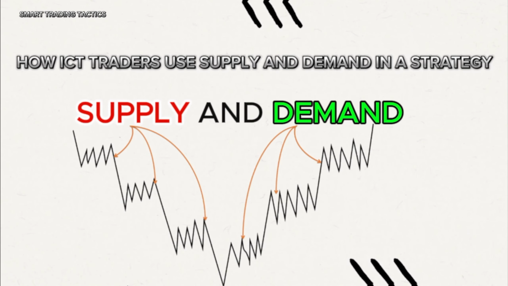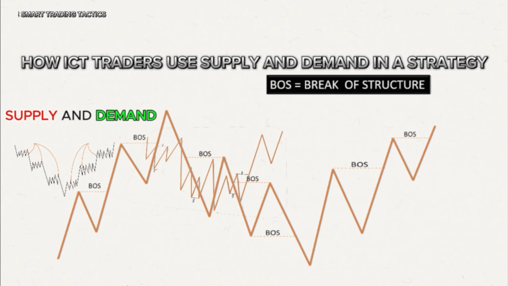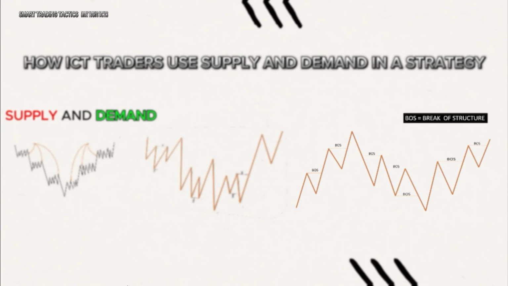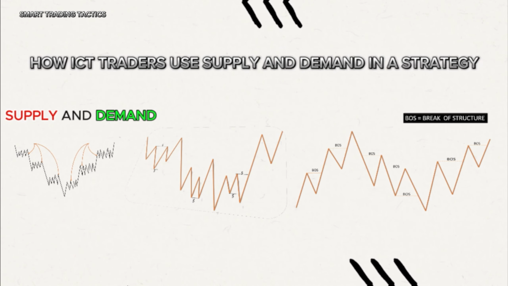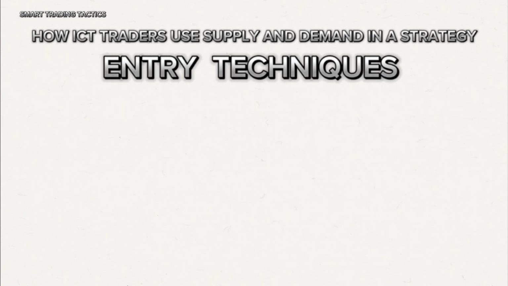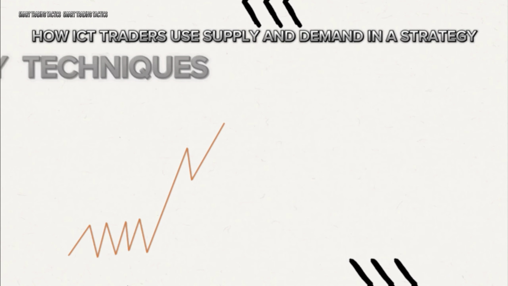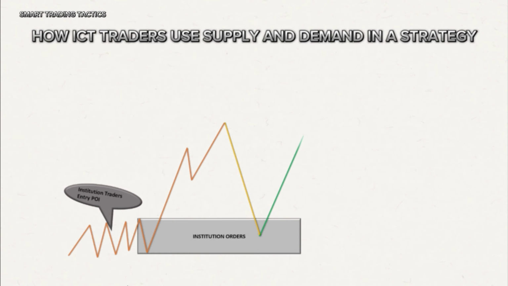How ICT traders use supply and demand in their strategy. ICT traders use a combination of supply and demand zones, liquidity pools, and market structure to develop high-probability trade setups. The idea is to align their trades with institutional activity, ensuring they are on the same side as the smart money. Entry techniques. ICT traders often wait for price to return to a supply or demand zone before entering a trade. This approach allows them to capture moves with a favorable risk-to-reward ratio.